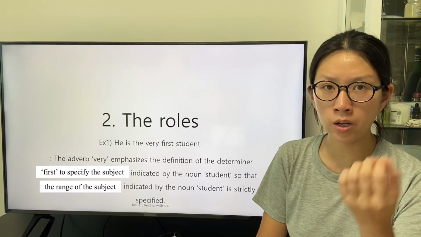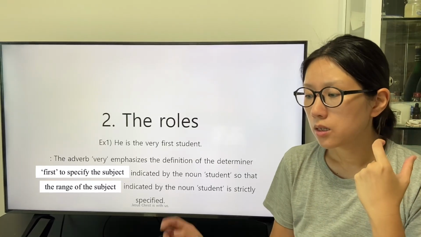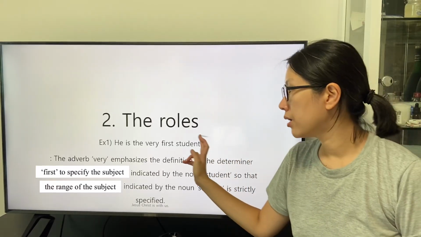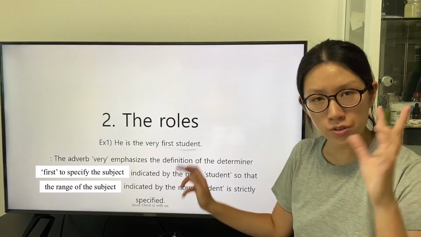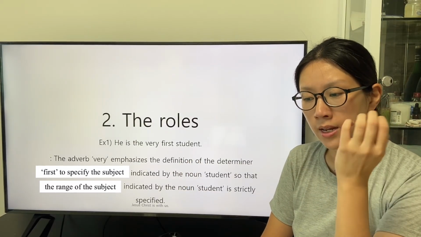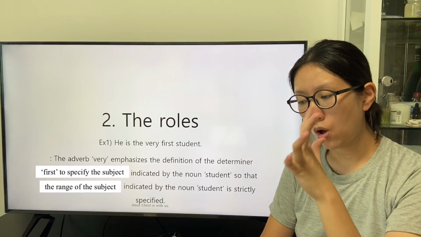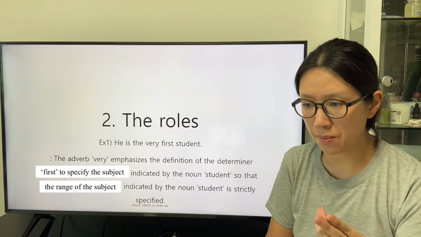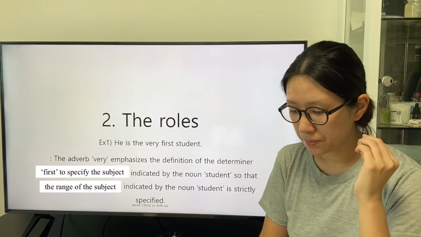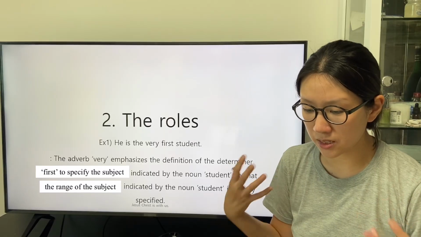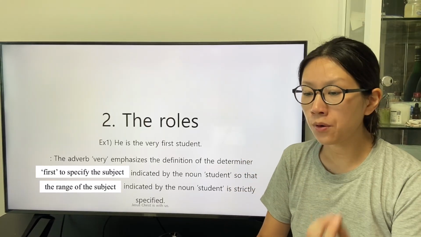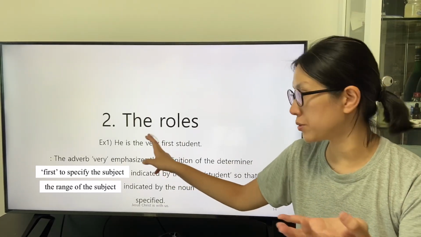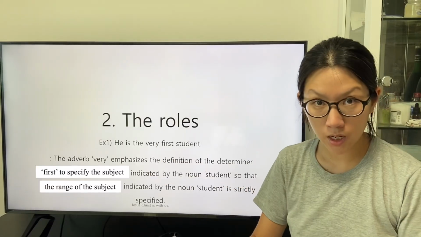We can focus on the subject that is indicated by the phrase of the general noun first student, according to the definition of the determiner first. We can understand the reinforcement for the definition of the determiner first by the description of the adverb very.